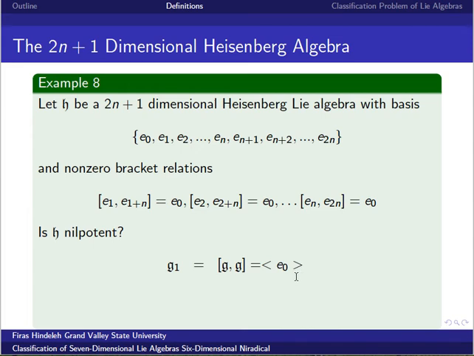But as you can notice, when I take the whole algebra and bracket it with E0, well, E0 never appears on the left-hand side. And so when we try to find G2, G2 is just going to be 0, and so this is definitely a nilpotent algebra.